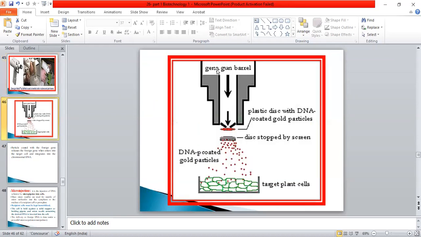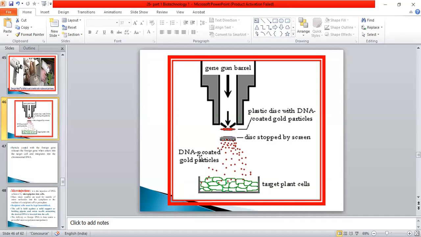See that, this is the gene gun barrel. Okay, this is the barrel here. Plastic disc with the DNA coated gold particle. This is called gold. But why we are introducing gold particle means we cannot see the DNA molecules isolated from the specific interested gene. So we need some identification. This is the selected one from the superior quality. And also the disc is stopped by the screen. So this is another part.